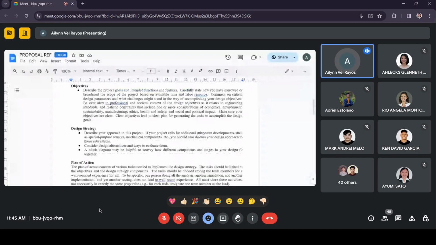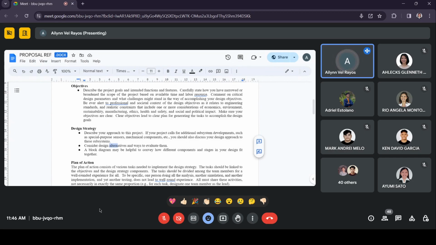So next part is for the design strategy. You have to describe your approach to this project. If your project calls for additional subsystem development, such as special purpose sensors or mechanical components, you should also discuss your design approach to these subsystems. Additionally, you need to consider design alternatives and ways to evaluate them.